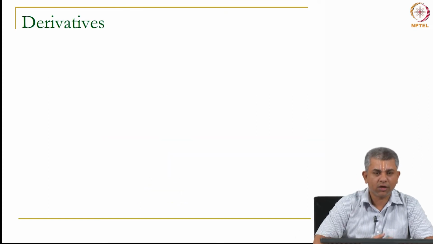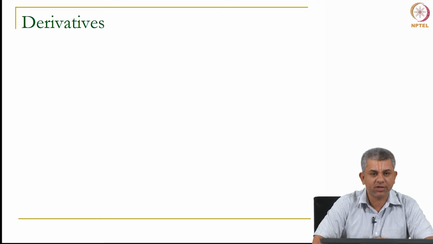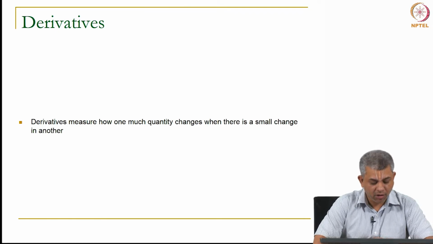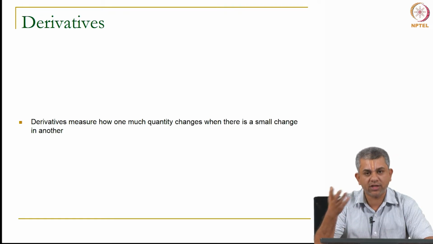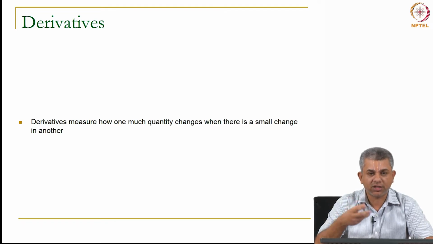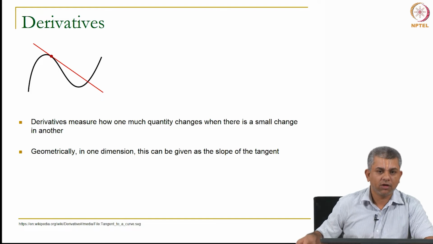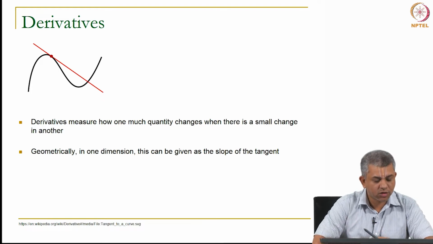Okay. So, let us first look at the idea of derivatives, which is essential for any sort of optimization. So, derivatives typically measure how one quantity changes when there is a small change in another. So, if you have something like dy dx, it means how much does y change given that x changes by a certain amount. Okay. So, as you would know, geometrically in a simple scalar case, we look at this as the slope of a tangent.